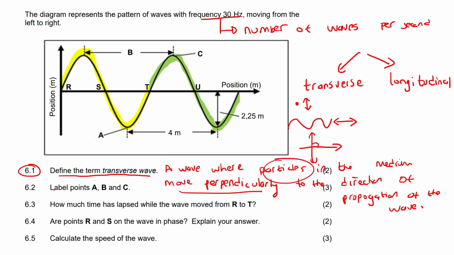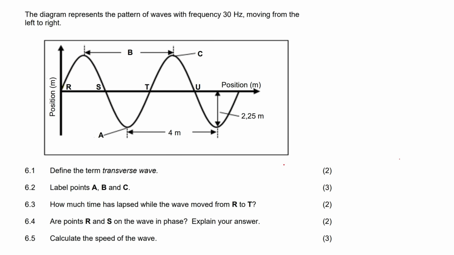Okay, now it says label points A, B, and C. So we know that A is the bottom and C is the top. So let's just say when life gets tough, you feel like you're in the trough. Never actually used that before. So A is going to be a trough. And then the other one, which is the one at the top, is the crest. Sorry, when life gets rough, you feel like you're in a trough. Or you can say tough, rough, trough, whatever. It will all help, right?